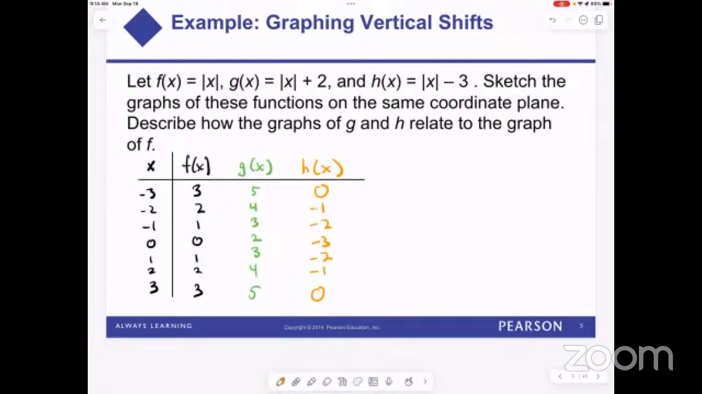Let me see. Our X's go from -3 to 3. Our smallest Y is -3, up to 5. We might have some space here. I think we might have enough space. So let's put some graph paper here.